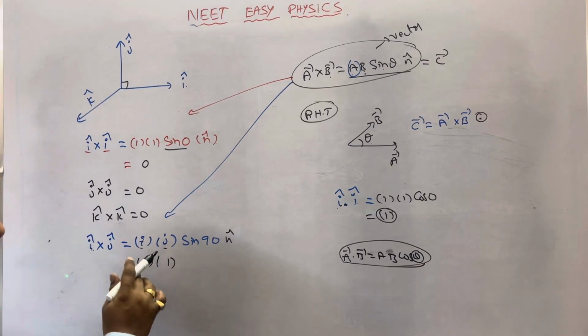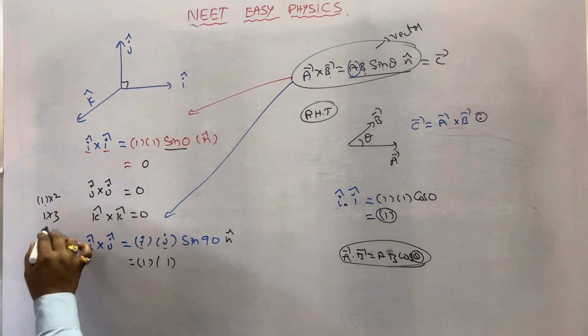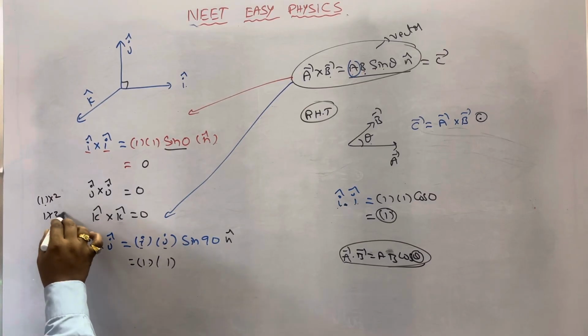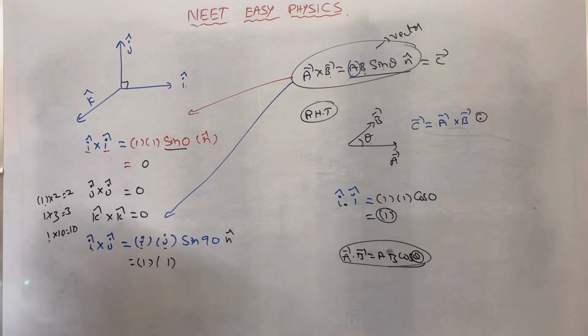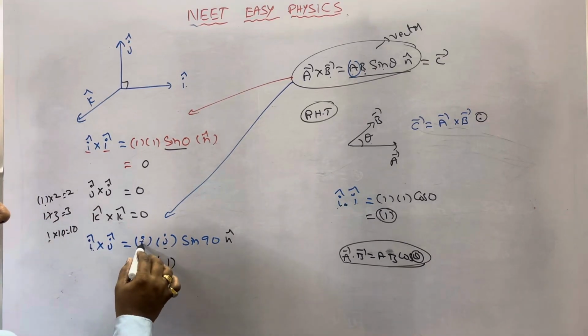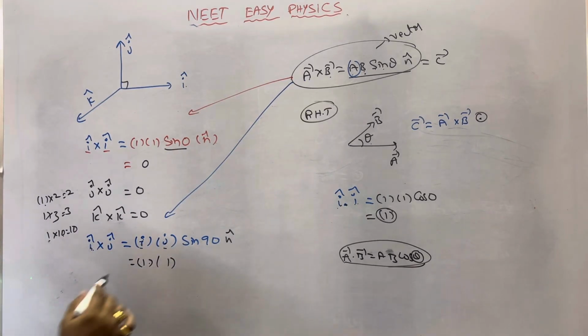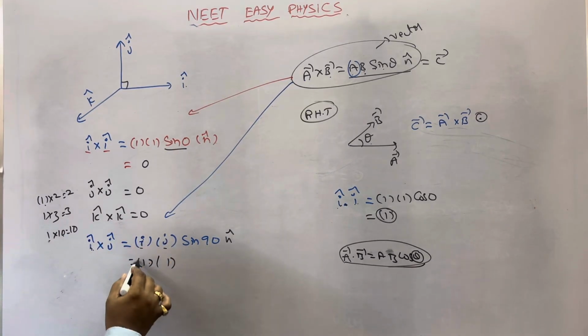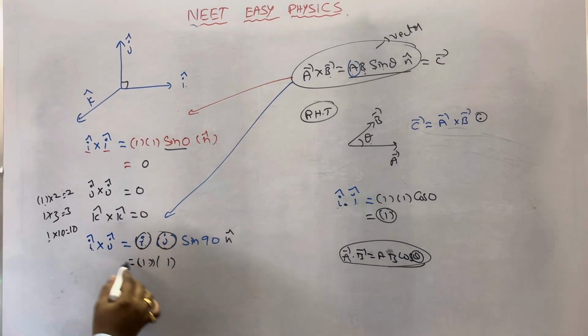In mathematics, if you multiply the number 1 with any number, 1 into 3, 1 into 10, its value will not be changed. 2, 3, 10 will not be changed if you multiply with 1. Same like that, in vectors, if you multiply with i cap, j cap, its magnitude will not be changed, but it will gain the direction. Therefore, we will use i cap, j cap like that. Therefore, these magnitudes are 1, 1.